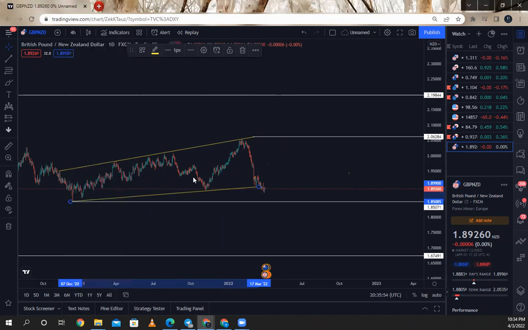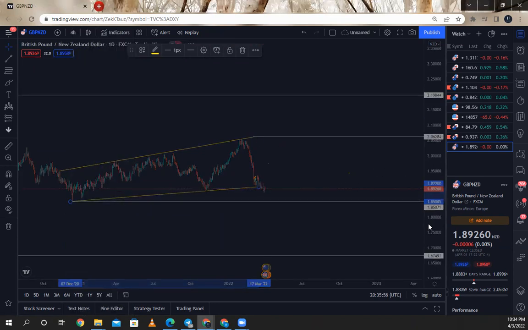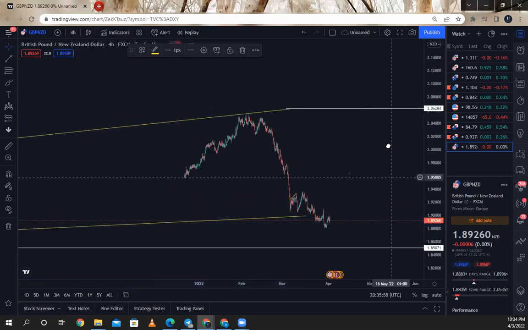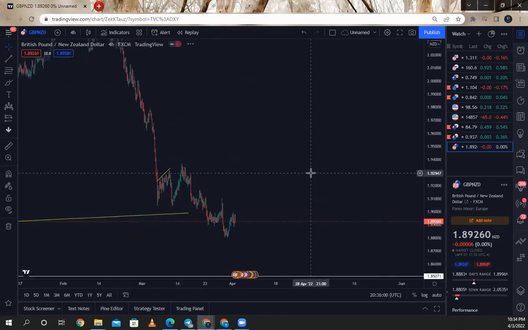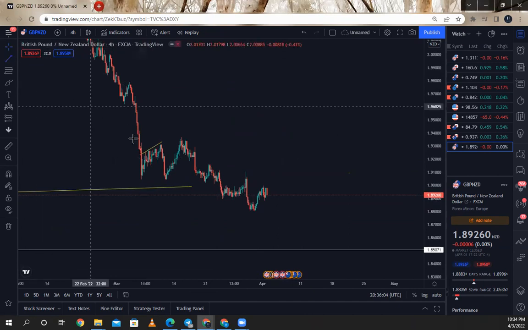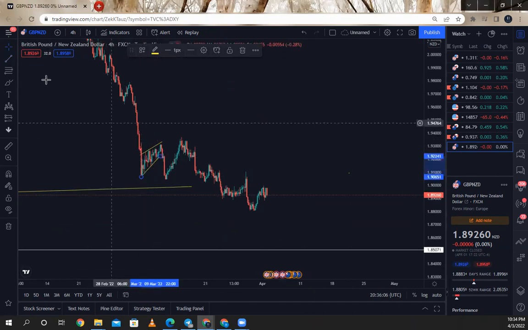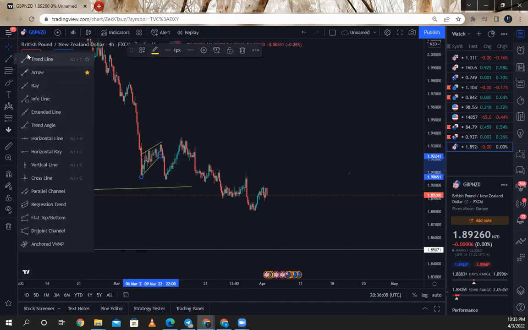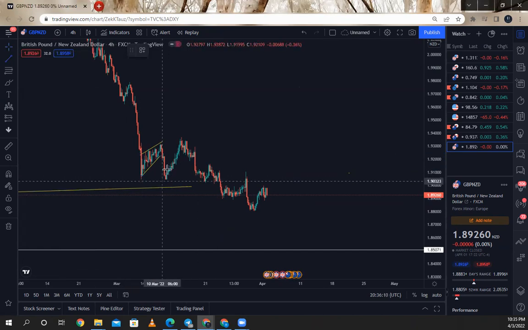So going to the 4-hour time frame, the 4-hour time frame already is telling us that we are going down. We have the impulse, we have the correction. Impulse, correction, impulse. Let me just start drawing these ones from here.